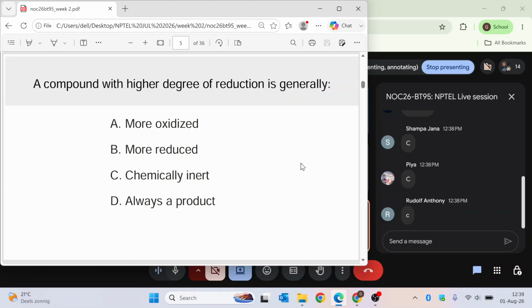Okay, so the next important concept that we use in many of the problems is the degree of reduction. So one question about that.